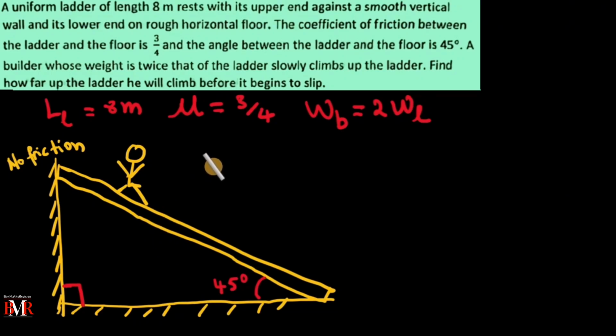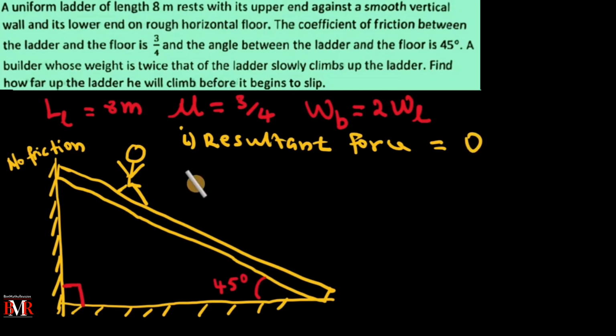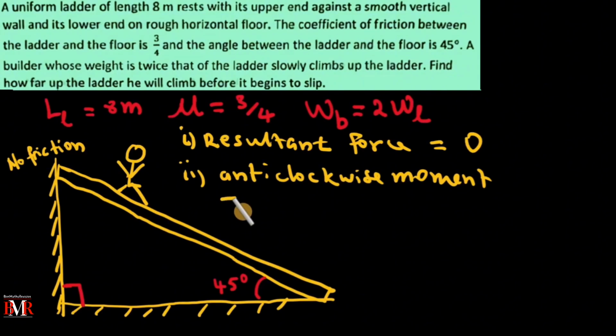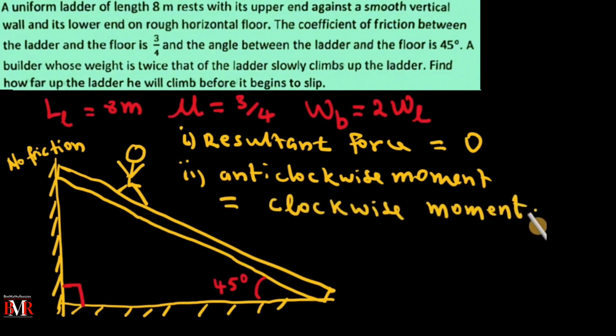For a system to be in equilibrium, 2 conditions need to be fulfilled. The first one is the resultant force must be equal to 0. The second condition is anti-clockwise moment should be equal to clockwise moment. The first thing to do before applying these conditions is to indicate the forces acting on this diagram at equilibrium. There is the weight of this man acting downward, that is WB. There is also the weight of the ladder, WL, acting downward.